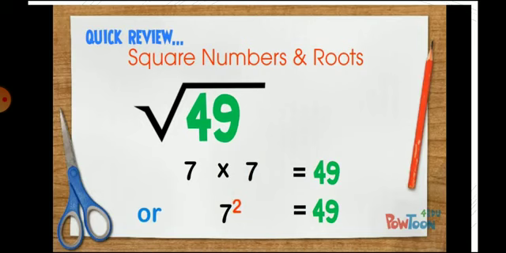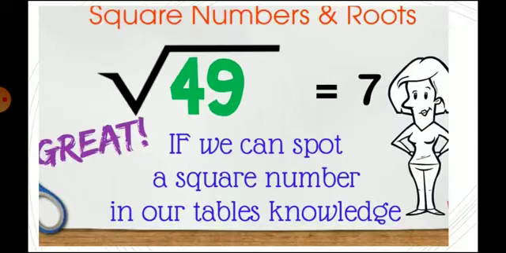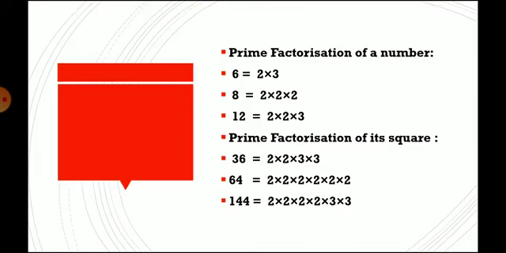See, this is the answer. Yeah, square numbers and roots. The root of 49, the answer is 7. Super. Then we can spot a square number in our tables knowledge. Next we move to factorization.